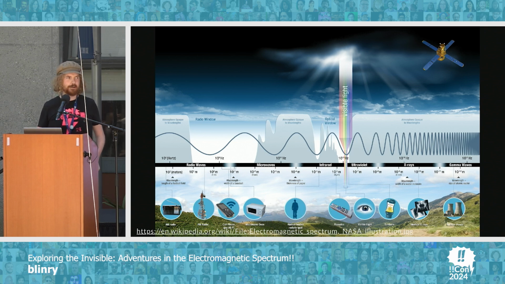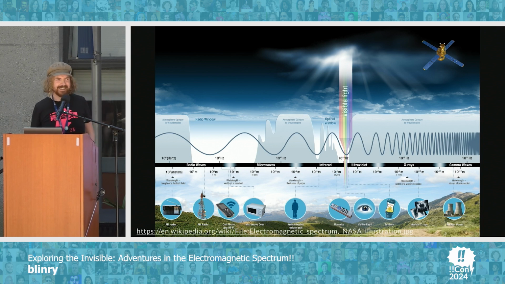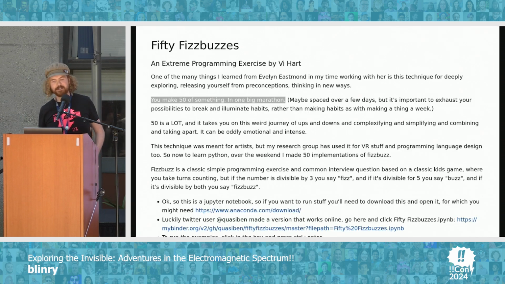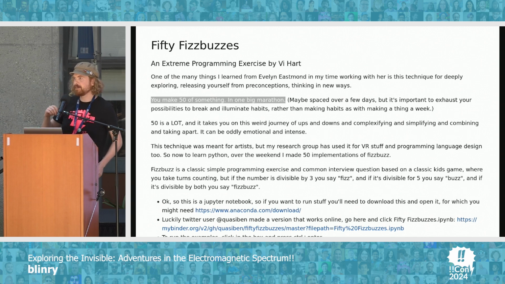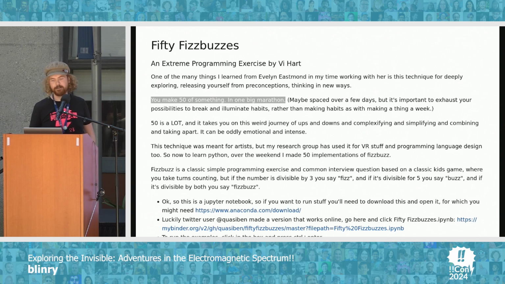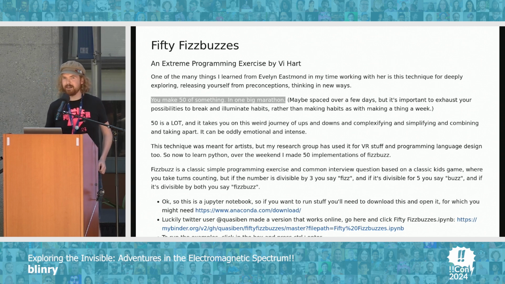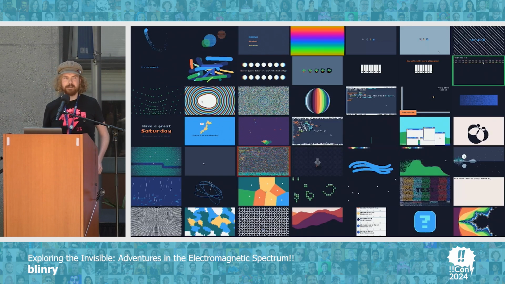And I wanted to learn more about that, in the beginning of this year. So I remembered a learning technique I'd heard about by Vi Hart, which is the make 50 of something technique. You make 50 of something in one big marathon. And this is supposed to exhaust your ideas of what you can do in a certain field. Vi Hart used this to learn Python by making 50 small Python programs. And I had already tried this for making 50 tiny video games in a weekend, which was really exhausting and really fun. And so I thought, why not do that again?